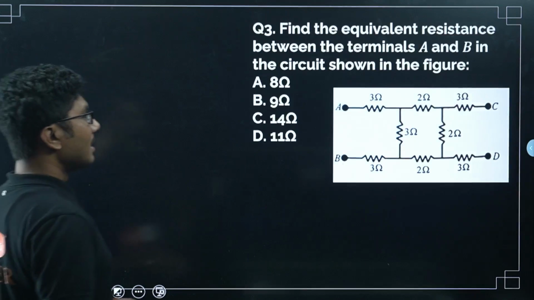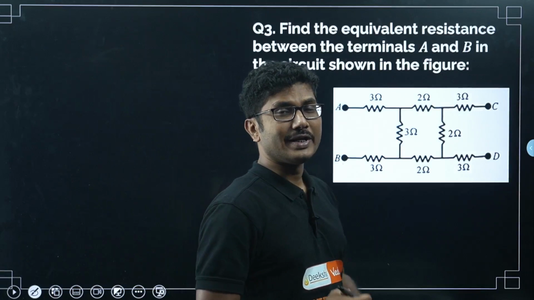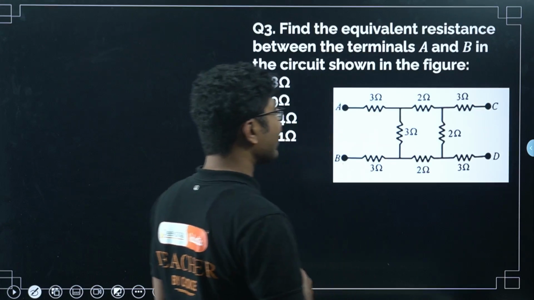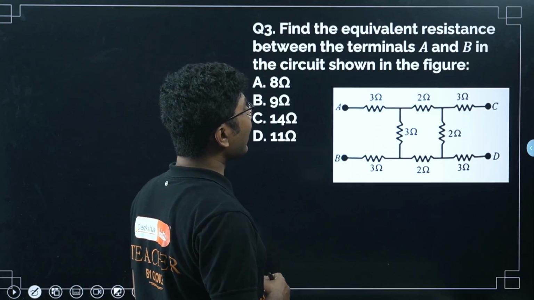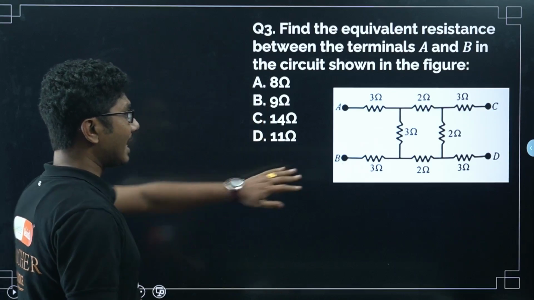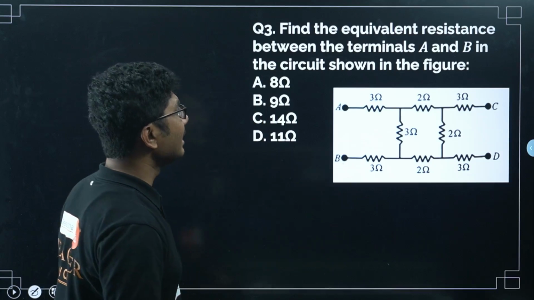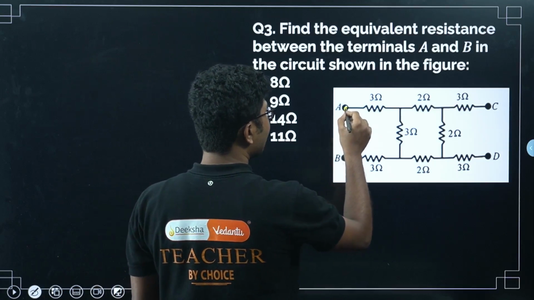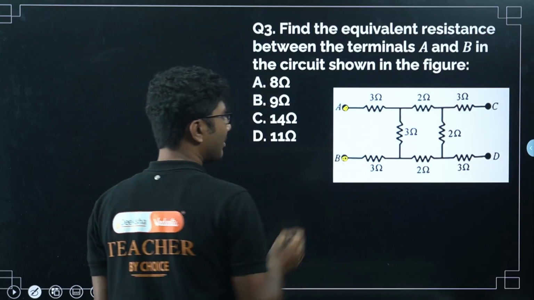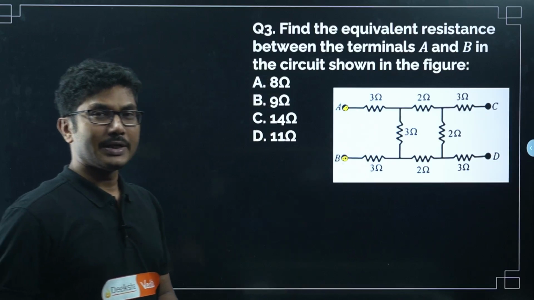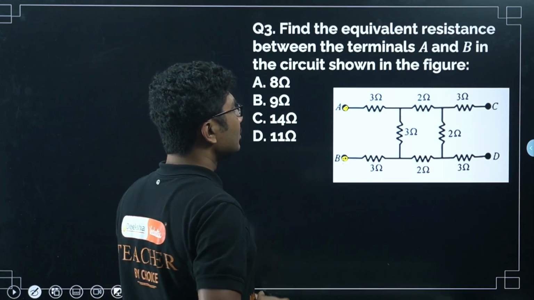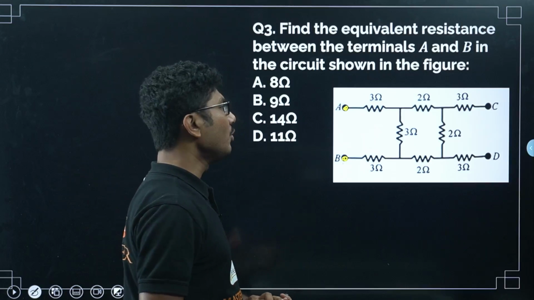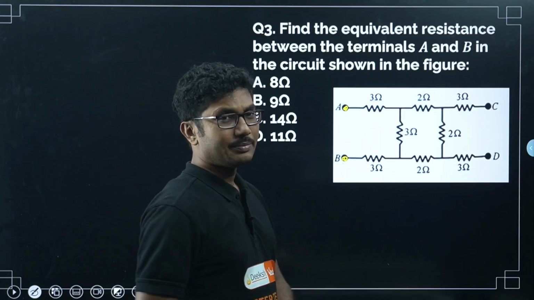Now this is also a very interesting question, a very intelligent question. I won't say this is a very dumb question. Now they have given this diagram and they have asked you to find the equivalent resistance between the point A and the point B. Based on the combination they have given, this value will change, right?